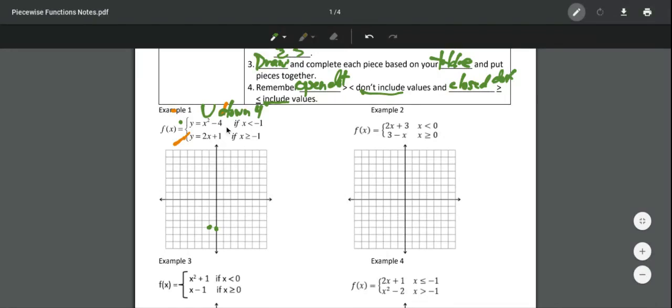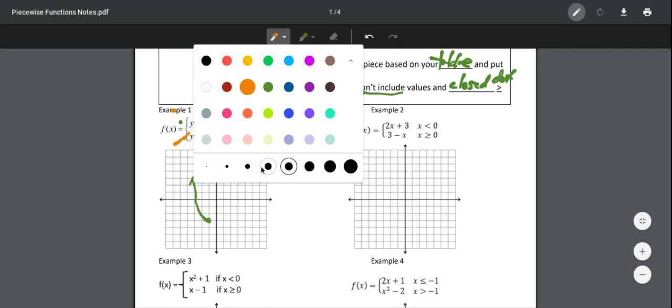So if we plug -1 in here, we get -1 squared minus 4, which is 1 minus 4, which is -3. So it really starts right here. These two dots don't include it, and the parabola goes this way. So we're not going to include these two dots.